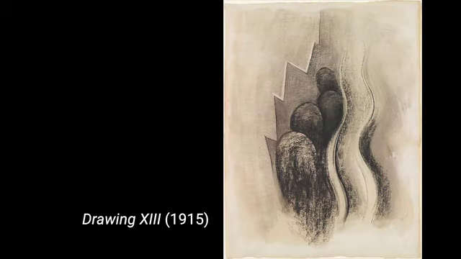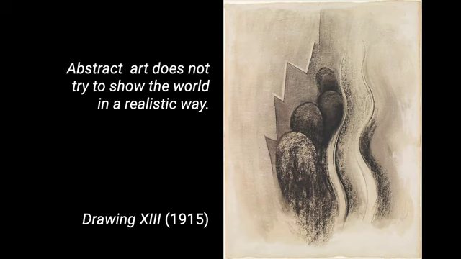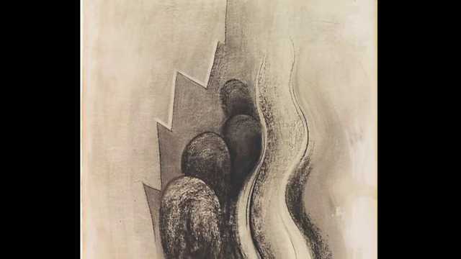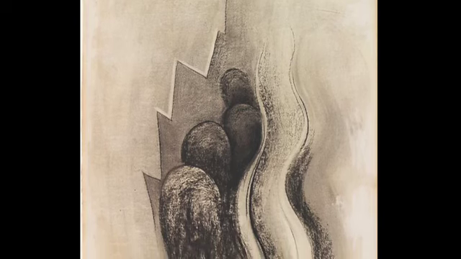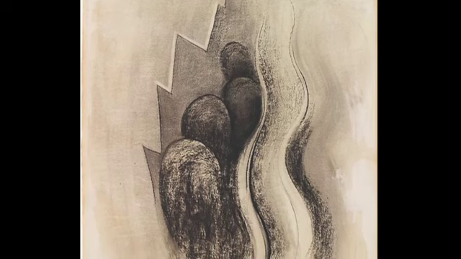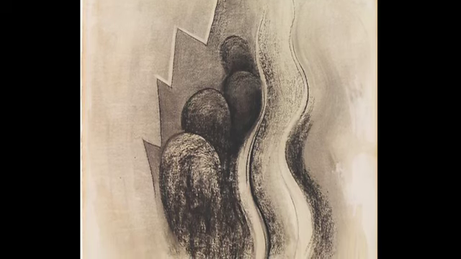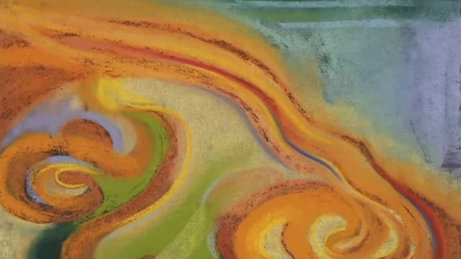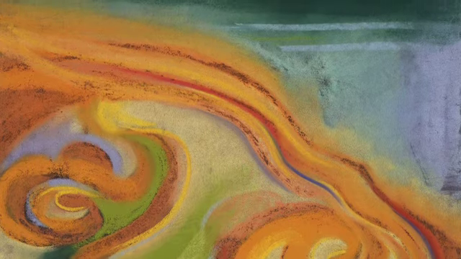In drawing 13, bold strokes of charcoal remind us of nature through abstract forms. Abstract art does not try to show the world in a realistic way. It uses shapes, lines, and colors in unusual ways to express ideas and emotions. In her drawing, the meandering lines on the right suggest a river, 4 round objects in the center suggest rolling hills, and the jagged lines look like mountaintops or perhaps lightning. At this point in O'Keeffe's artistic journey, she abandons realism for the creative possibilities of abstraction.